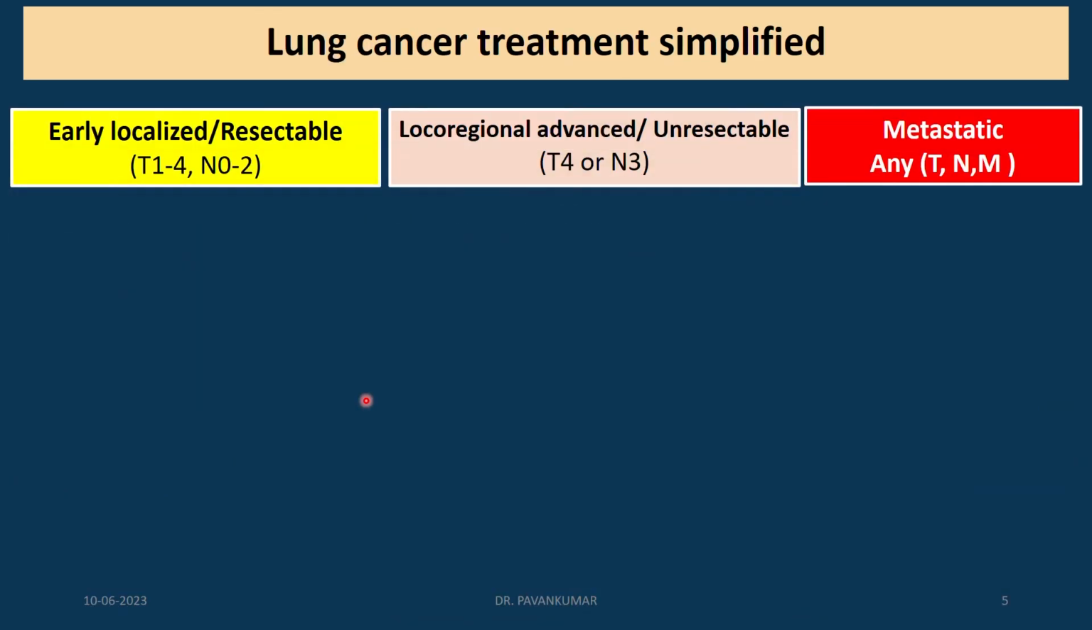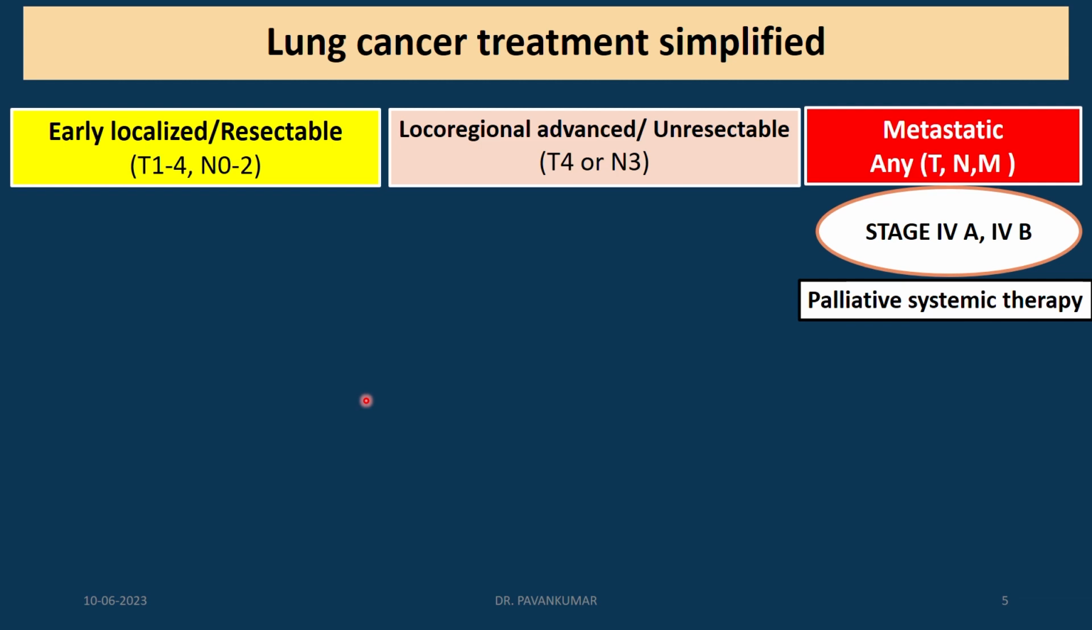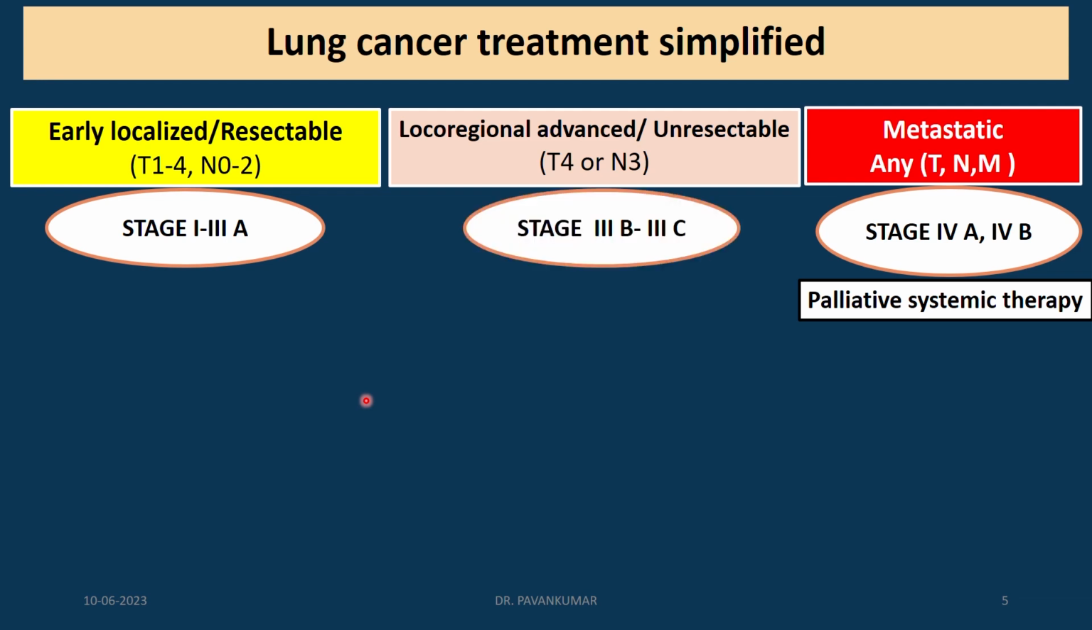I'll try to simplify the lung cancer management. Usually, lung cancer is divided into 3 parts: early localized disease, which is resectable, loco-regionally advanced unresectable, and metastatic disease. In metastatic disease, that is stage 4A and B, you have palliative systemic therapy. While early stage means what? Any stage 3A and less than that is obviously early stage lung cancer. 3B and 3C, anything more than 3A, is a loco-regionally advanced disease.